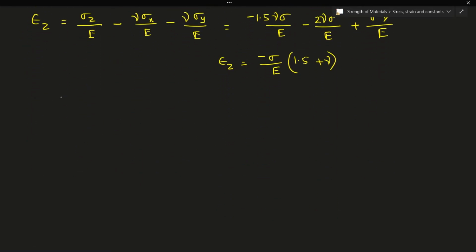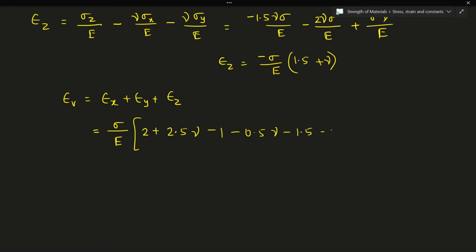Okay, now the volumetric strain. So epsilon V will be equal to epsilon x plus epsilon y plus epsilon z. If I add all the strains in all three directions, I'll get the total volumetric strain, which is nothing but sigma by E. I'll just skip one step here. Sorry, I'll just substitute 2 plus 2.5 nu minus 1 minus 0.5 nu minus 1.5 minus nu. If I simplify this, I'll have sigma by E into minus 0.5 plus nu as the answer, right?